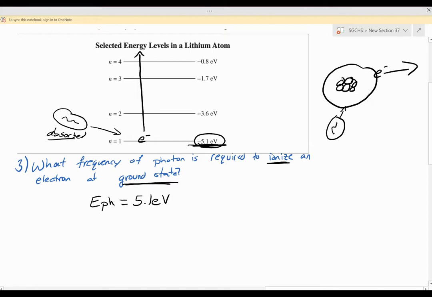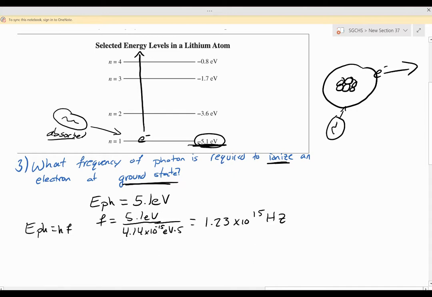You can determine its frequency again by our equation, energy of a photon equals h times frequency. So in this case, the frequency equals 5.1 electron volts divided by that 4.14 times 10 to the negative 15 electron volts times seconds. And that will give us an outcome of 1.23 times 10 to the 15 hertz.